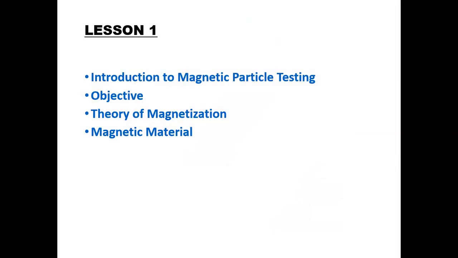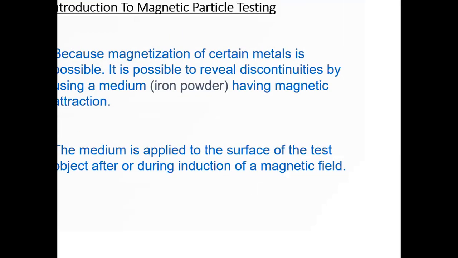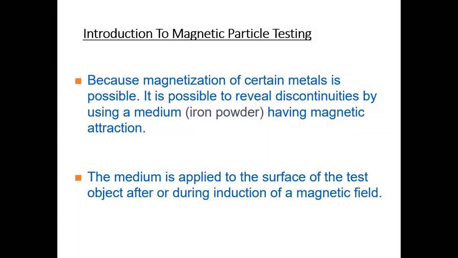In lesson number one, we are seeing the introduction to magnetic particle testing, objective, theory of magnetization, and magnetic material. Magnetization of certain material is possible, so it is possible to reveal discontinuities by using a medium, iron powder, having magnetic attraction. If you apply current to a ferromagnetic material, then that job, the specimen, becomes a magnet. That's why we can do magnetic particle testing of ferromagnetic material.